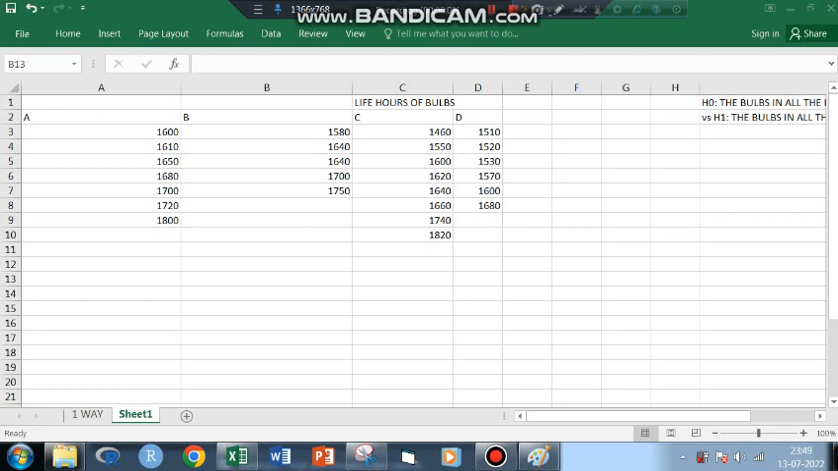Hello, in this session I will be discussing the analysis of variance, or the ANOVA technique, with the help of the MS Excel package.